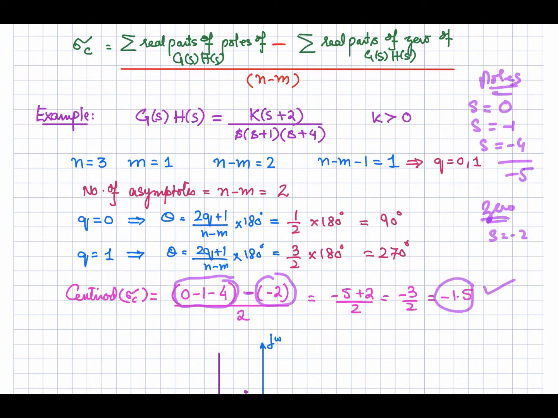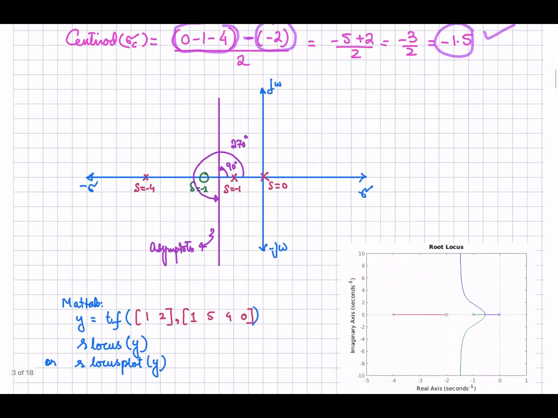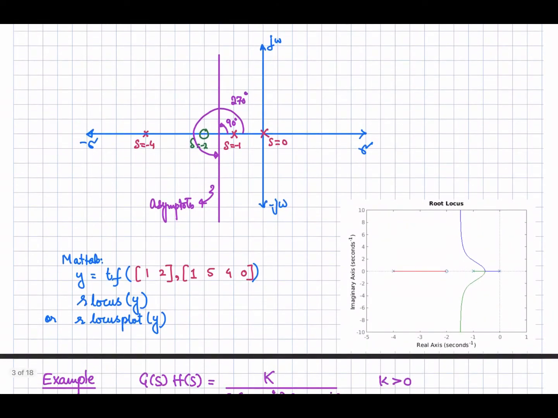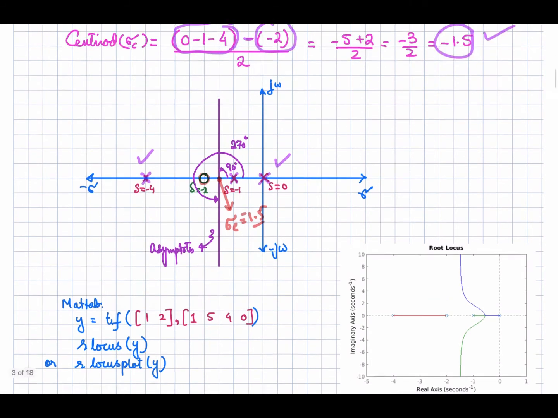Okay, so now if I sketch the root locus for that, when I change the gain k from 0 to infinity, how will the poles of the closed loop system change their position? That you can see over here in this diagram: we have one pole at s equal to minus 4, another pole at s equal to 0, and another pole at s equal to minus 1, and we have one zero at s equal to minus 2, and this is the centroid, which is equal to minus 1.5, that we have seen over here.